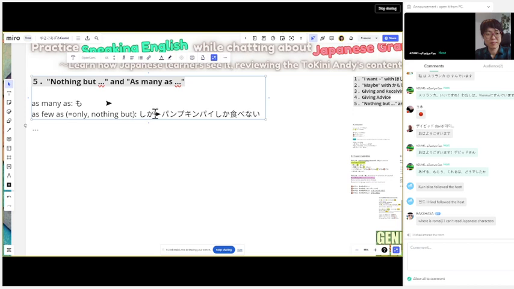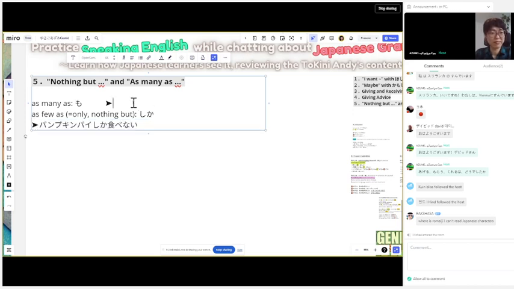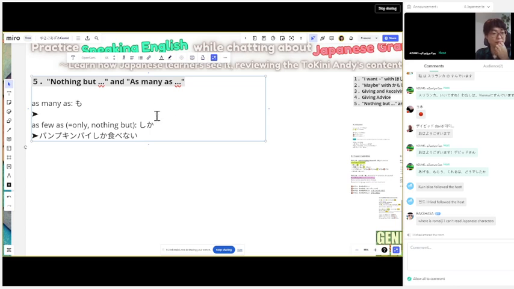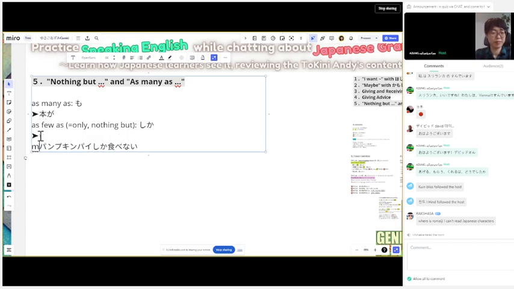So basically how you use it is noun plus ga or o plus number plus counter. Mo, verb for as many as. We've got shika, negative verb. Okay? Some example sentences will make this make a little more sense. So 本が2冊しかない. Nai is the negative of aru, to have. So 本が2冊しかない. I only have 2 books, or I have nothing but 2 books.